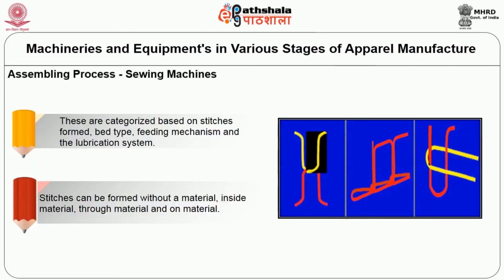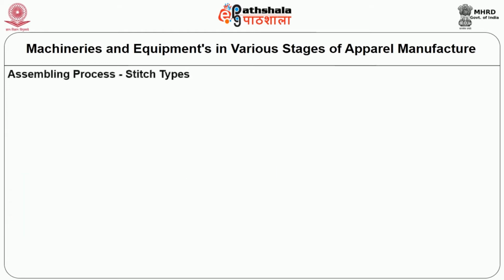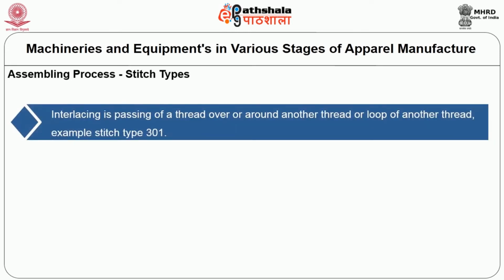So here, the most important one in this sequence of machines is the sewing machine. Sewing machines are categorized based on stitches formed, the kind of bed type, feeding mechanism and the lubrication system. Stitches can be formed without a material, inside a material, through a material and on a material. Stitch types are formed in three methods: interlacing, intralooping and interlooping. Interlacing is passing of a thread over or around another thread or loop of another thread. An example for this is the stitch type 301.